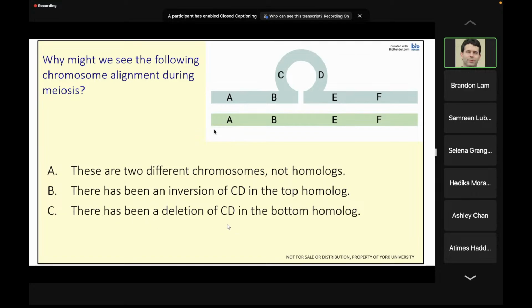There has been a deletion of CD in the bottom homolog. C and D are missing. They're missing down here. Okay. It could have been that this was an insertion. That wasn't given as a possible answer.